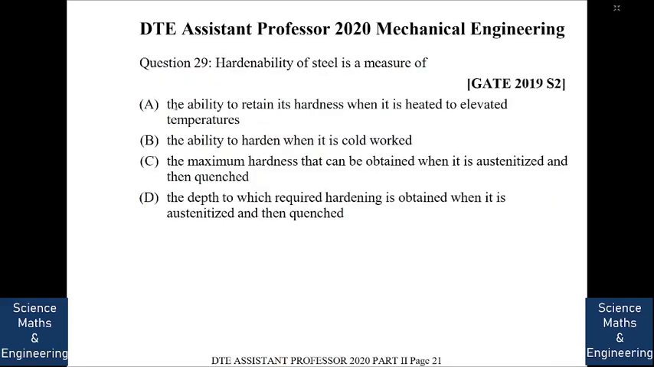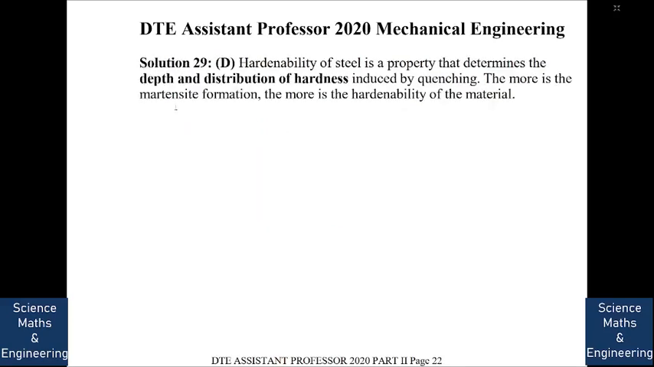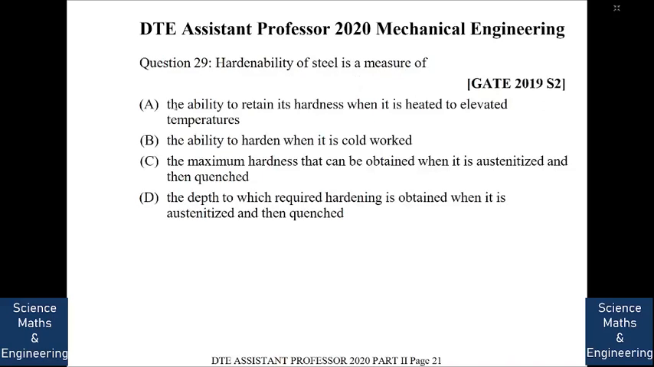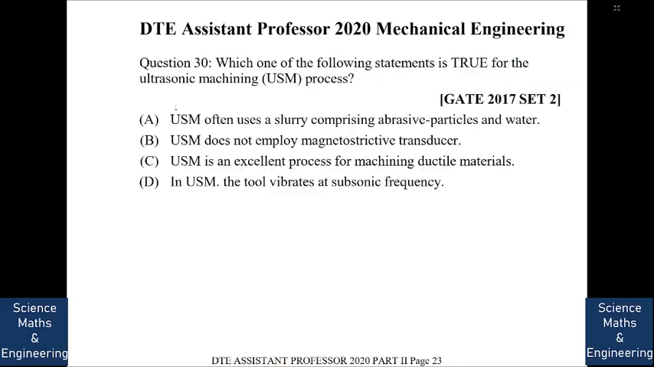Next question. Hardenability of steel is a measure of. So, what is hardenability? Hardenability of steel is a property that determines the depth and distribution of hardness induced by quenching. The more the martensite formation, the more the hardenability of the material. So our option D, that is the depth. Hardenability of steel is a measure of the depth to which required hardening is obtained when it is austenitized and then quenched.